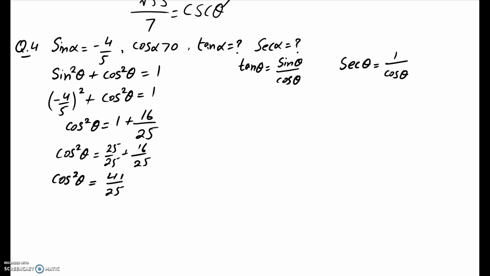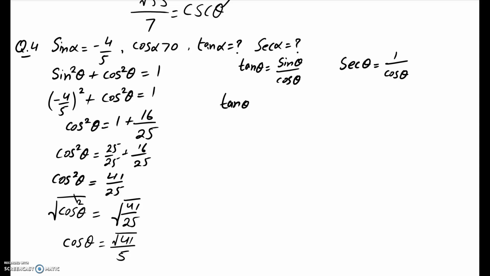We need the cos theta value, not squared, right? So we take the square root on both sides. Cos theta equals the square root of 41 over 25. Square root and square cancel. Cos theta equals square root 41 over 5. Now this cos theta value we can substitute in these two to get our final answer.